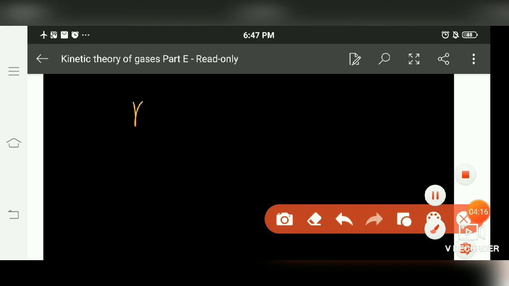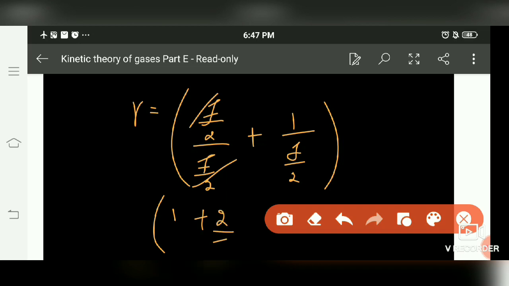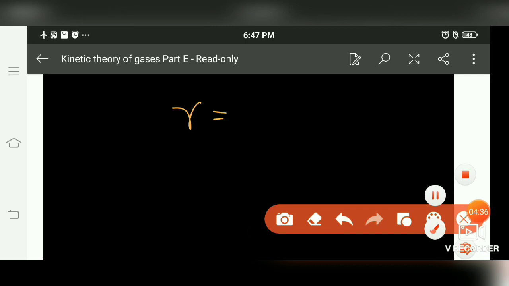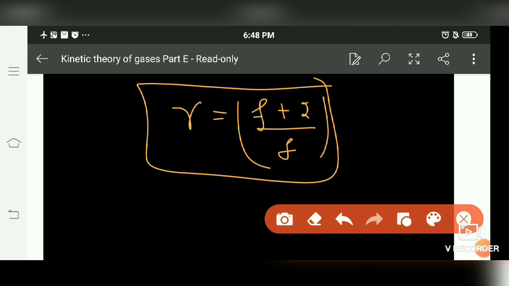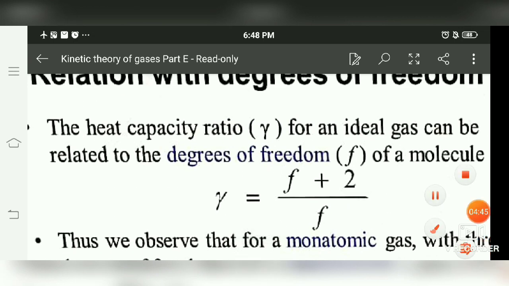If I separate out the LCM, I will get gamma is equal to F by 2 plus 1 upon F by 2. This is 1 complete, 1 plus 2 by F. Or we can say gamma is equal to F plus 2 upon F. This is a relationship between the degree of freedom and heat capacity ratio. This is the relation that we get here.